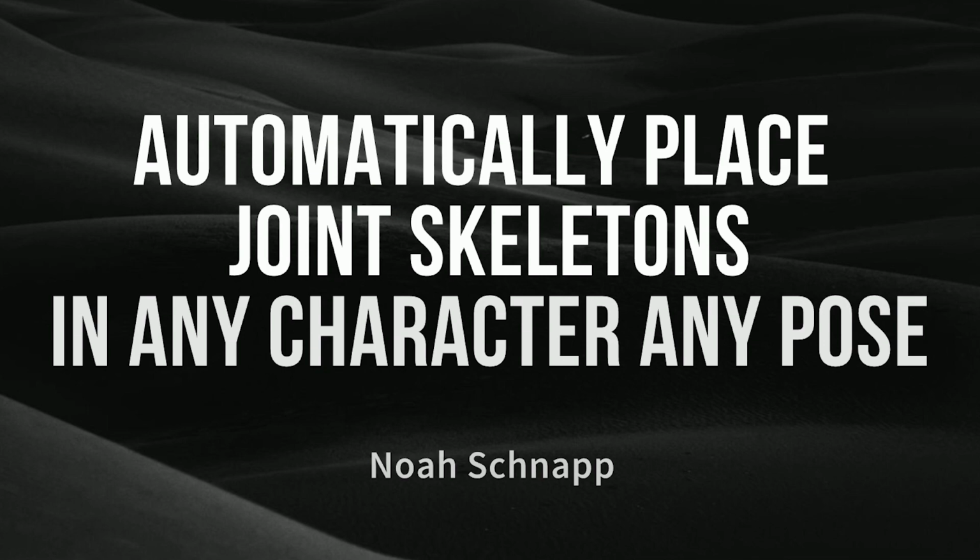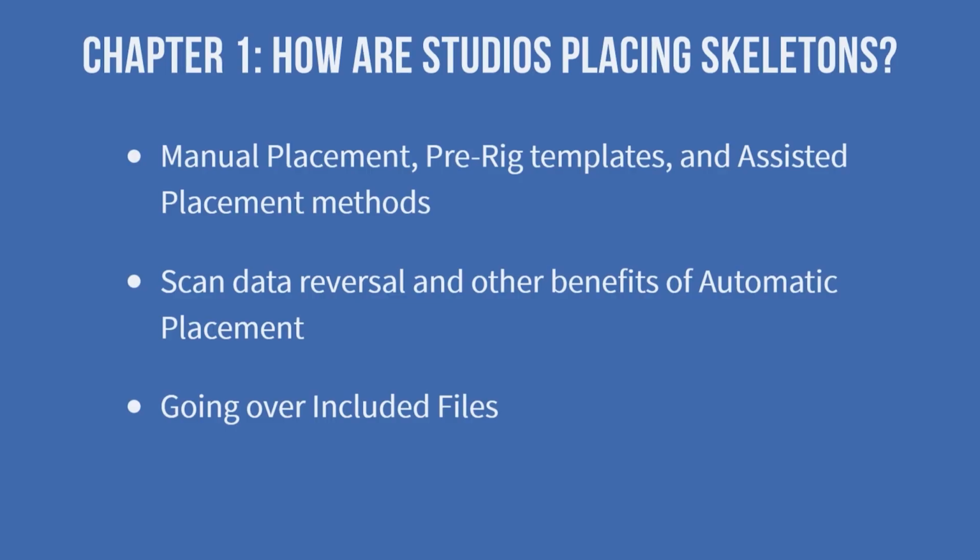So let's get started. In Chapter 1, we're going to be talking about how studios are placing skeletons. What challenges are they overcoming? What strategies are they using to do so? What's the difference between manual placement, pre-rigged templates, and assisted placement methods? And how can we code and create a system that can actually assist us in scan data reversal and other automatic placement benefits? We're also going to be going over the included files in this training series.